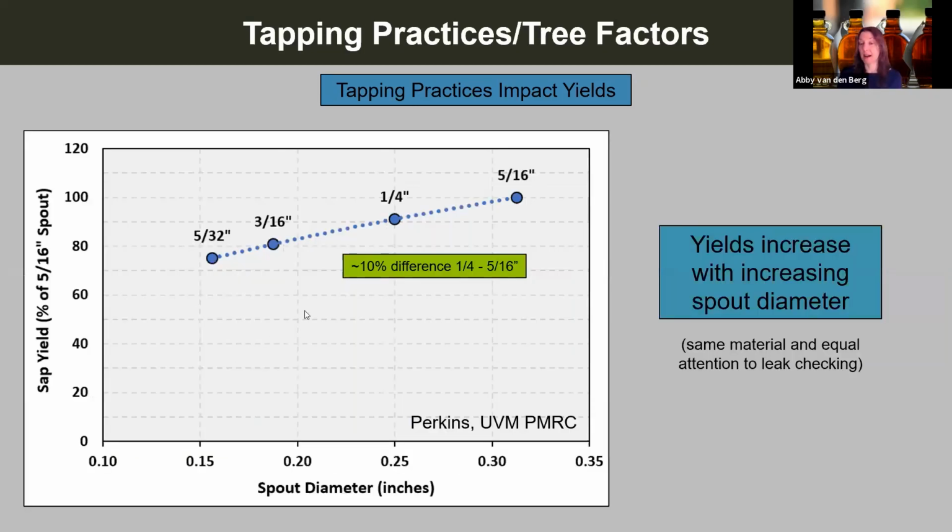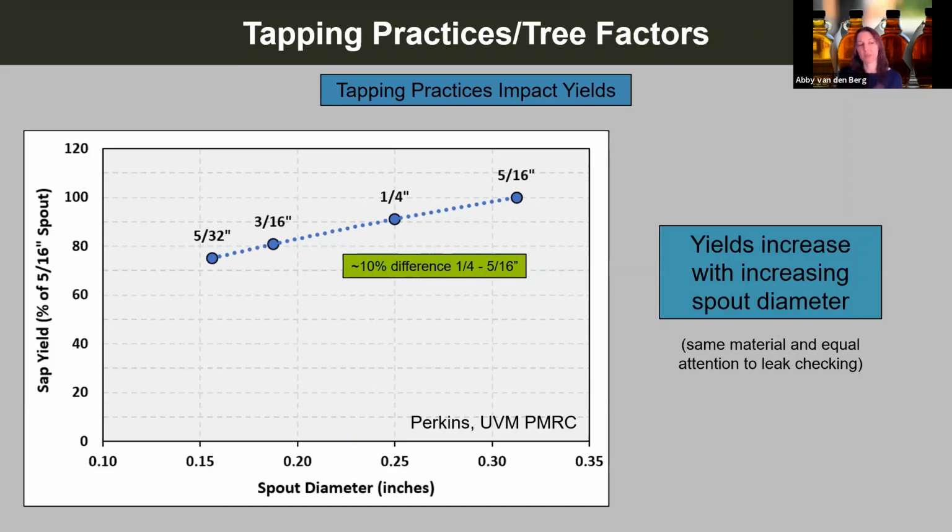Another tapping practice that obviously impacts yields is spout diameter. Studies that we have done, as well as studies that Centre ACER has done, have shown approximately the same relationship. So we see essentially a linear relationship between spout diameter and yield. For example, people often consider which to choose, 5/16 inch or 1/4 inch, and we see about a 10% reduction going from 5/16 inch to 1/4 inch. So it is potentially a small reduction, but that 10% can be significant depending on your situation.